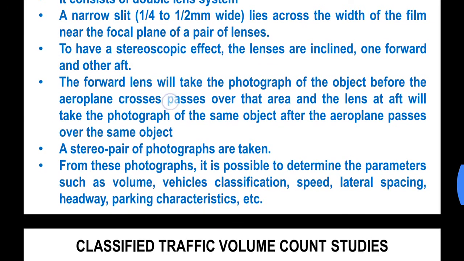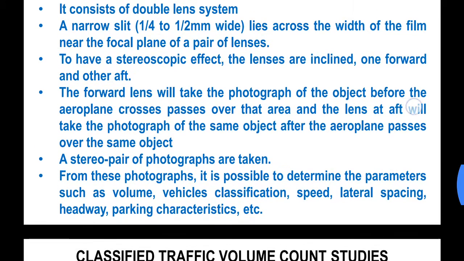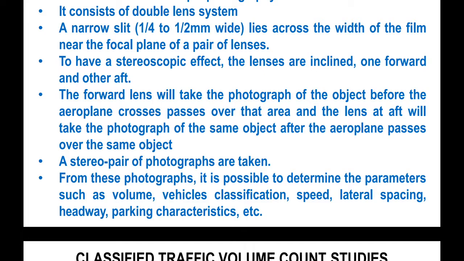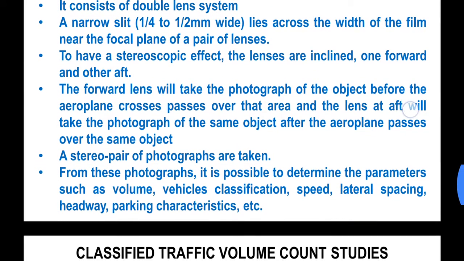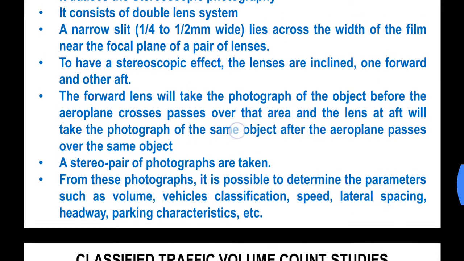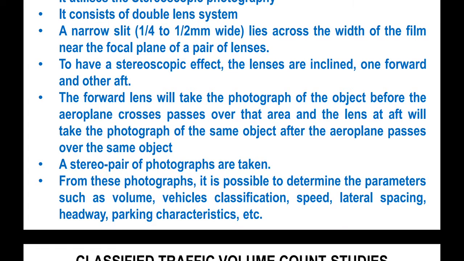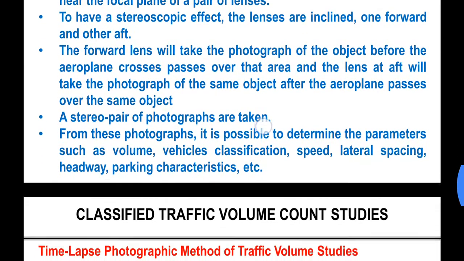Before the vehicle crosses over that area, the forward lens takes a photograph, and the second lens, placed at the later end, will take the photograph of the same object after the vehicle passes over it. So there will be two photographs taken for the same vehicle. Now a stereo pair of photographs is taken.